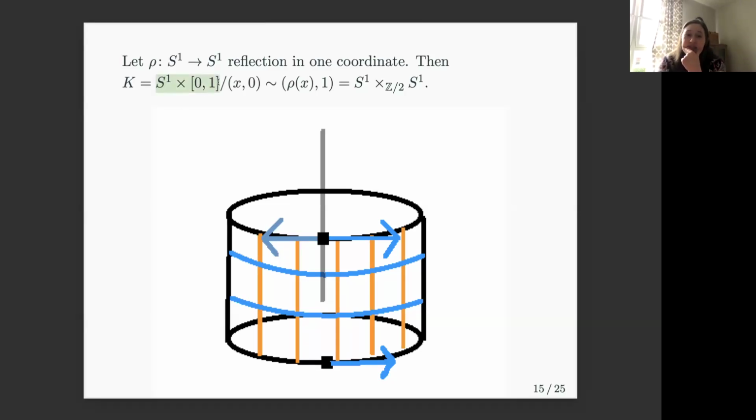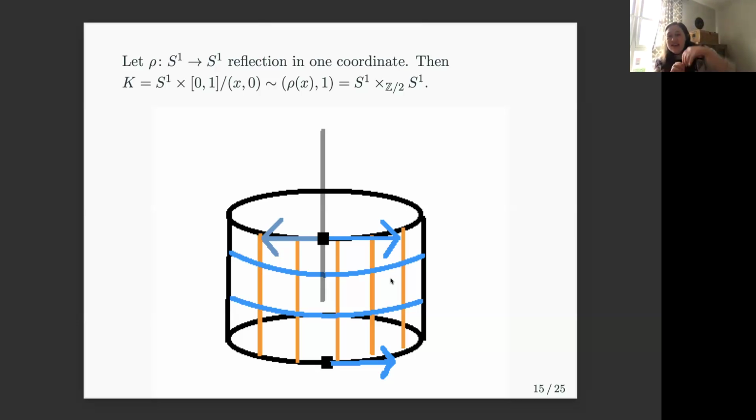So we have just the cylinder, S1 cross the interval. And if you see these orange vertical lines, that's a vector field on the cylinder, and it's going to descend to a perfectly good vector field on the Klein bottle. There's no problem with that when we glue. It's going to be fine. The problem is this blue one. So I'll try and describe the problem. If you look at the blue vector field here, now look at the top boundary circle of the cylinder.